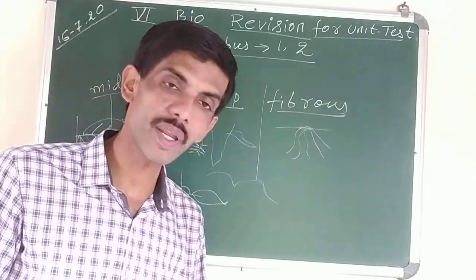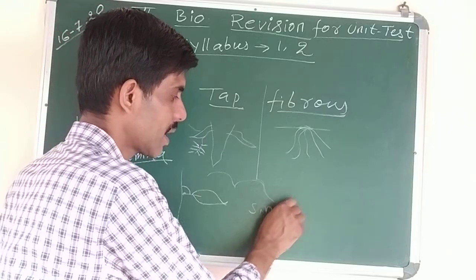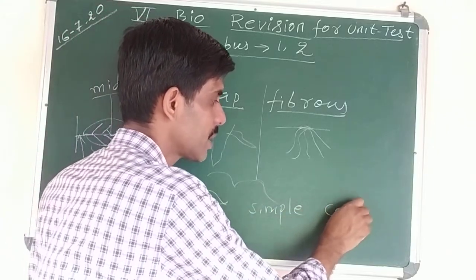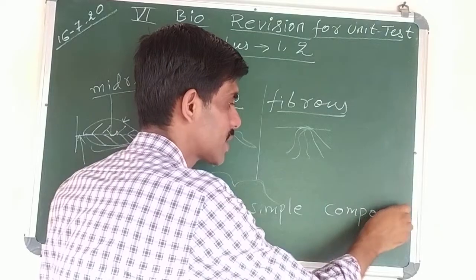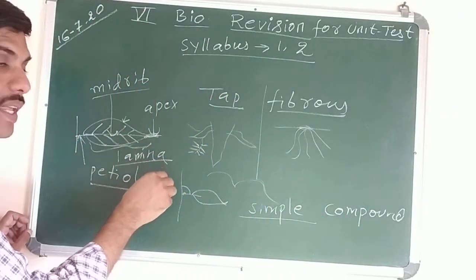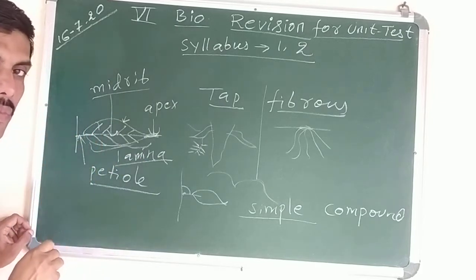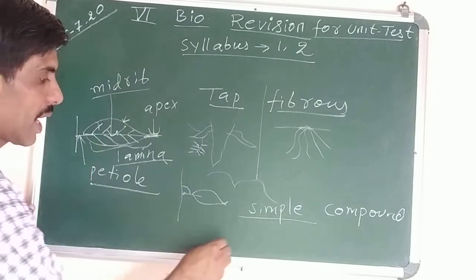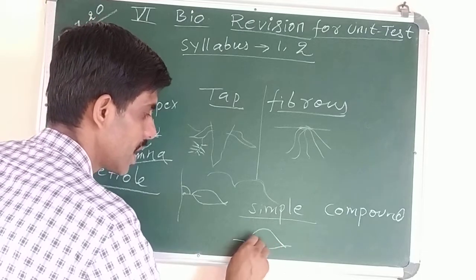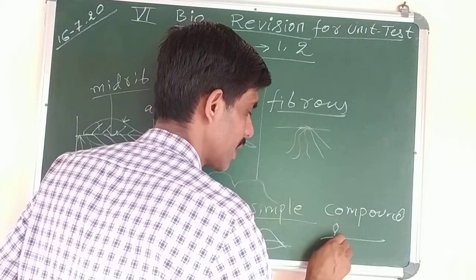Then how many types of leaves are there? Two types. What are they? Simple leaf and compound leaf. What is a simple leaf? A leaf in which the lamina is not divided, and if it is divided also, the divisions do not reach up to the midrib. They are called simple leaves. Like this is a simple leaf. But if you take the example of a compound leaf, it is like this. Many small leaves are present.